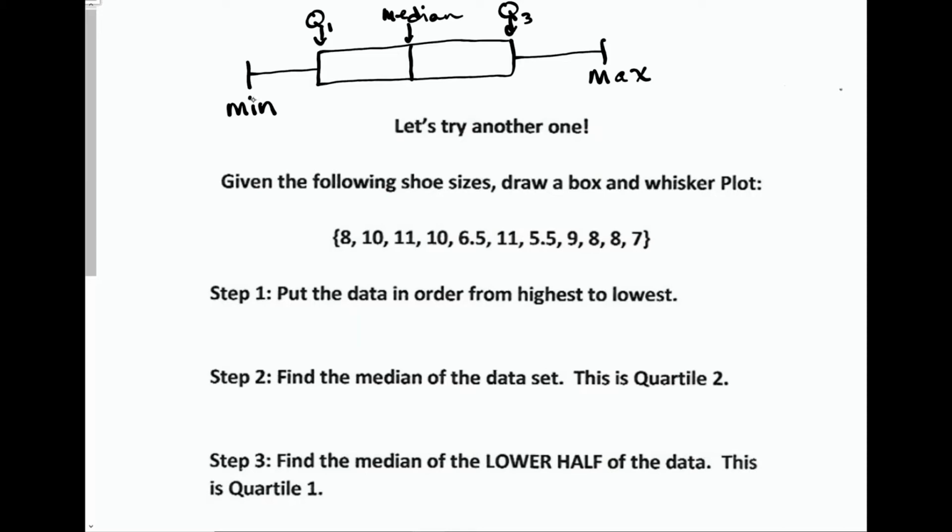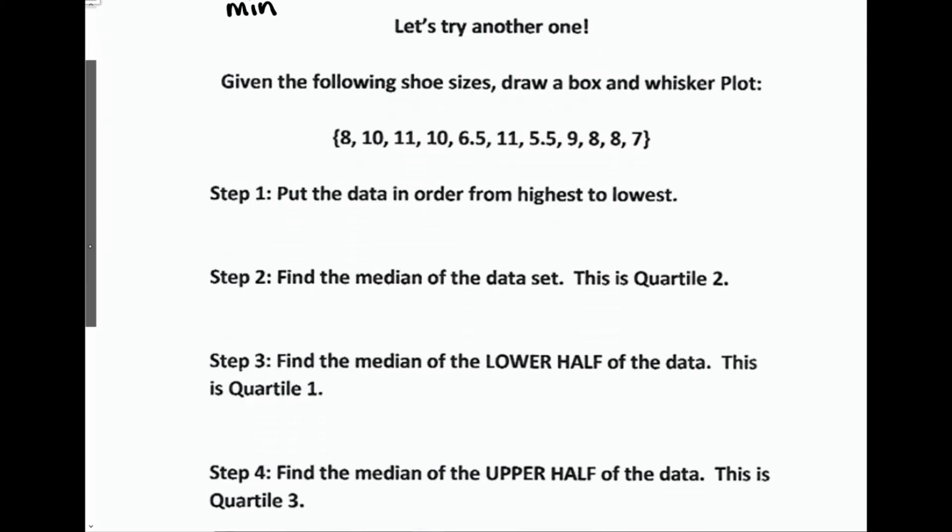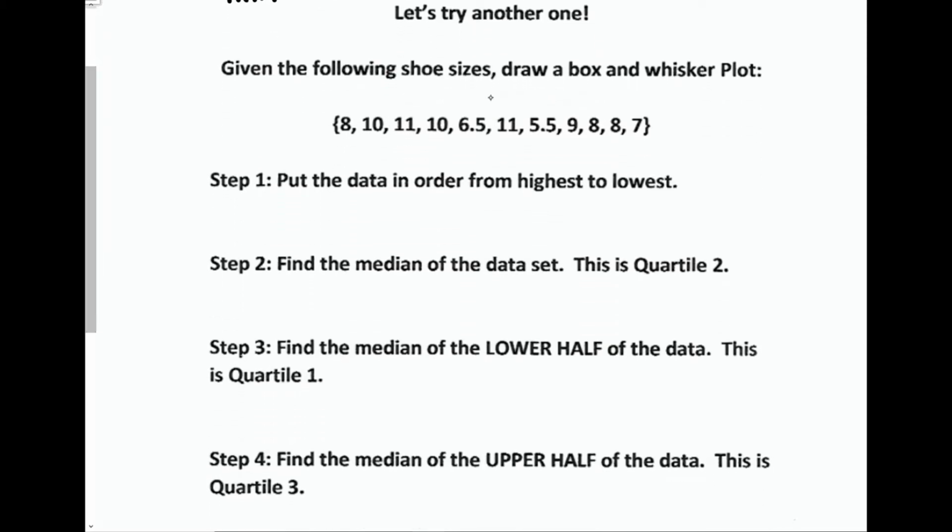The minimum is the smallest value. The maximum is the largest. Quartile 1 is the median of the lower half of the data set. Quartile 3 is the median of the upper data set. Okay, so given the following shoe sizes, draw a box and whisker plot.